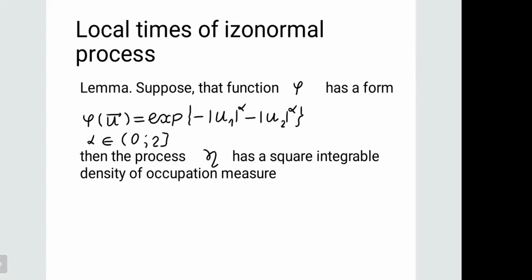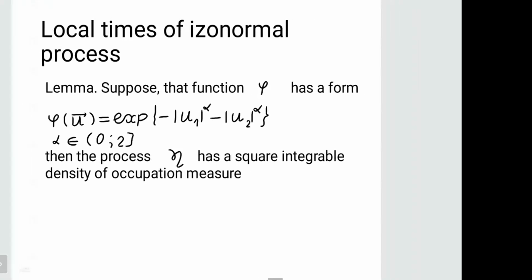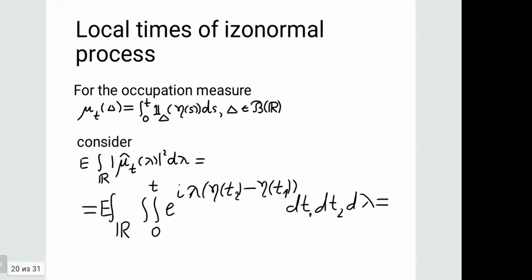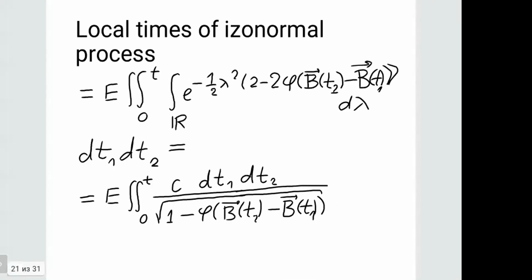Then the process eta has a square integrable density of occupation measure. Let me recall that the occupation measure is the following. To check the statement about the existence of the square integrable density, we can proceed in the standard way. For example, it can be found in the articles of Rosen, that we just check integrability of its Fourier transform. Due to the definition of the occupation measure, we need to check such an expectation. Now let's take it firstly with respect to the fixed Brownian motion. Then we will get this one, and it turns out that this is equal to this one.